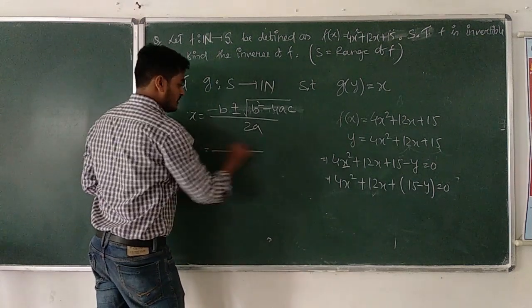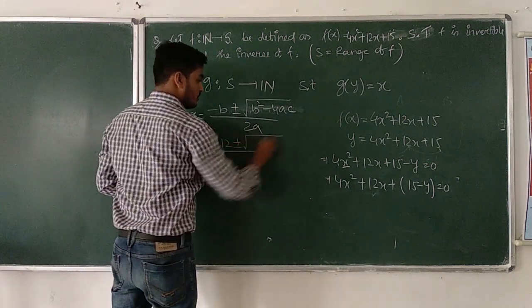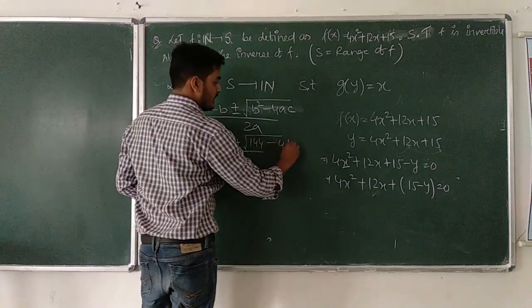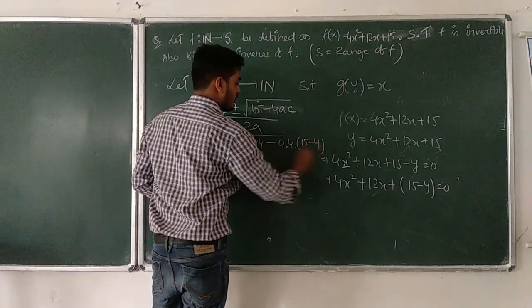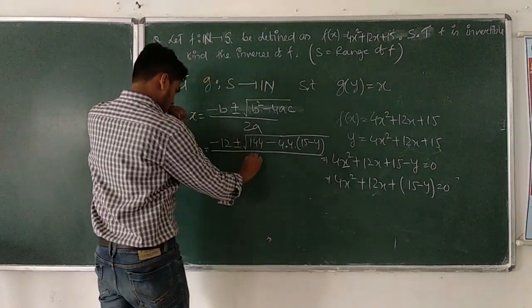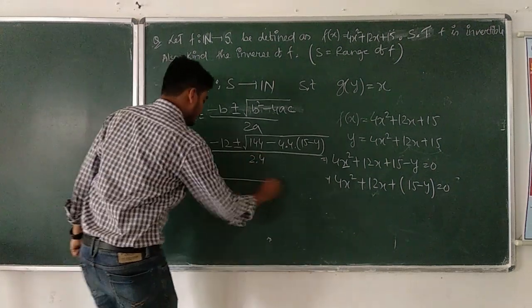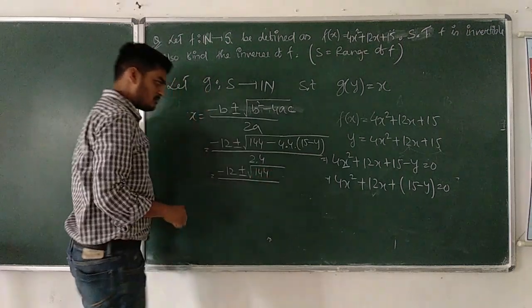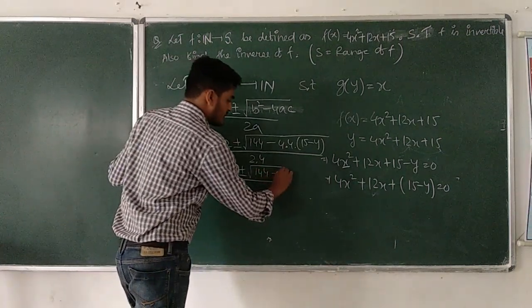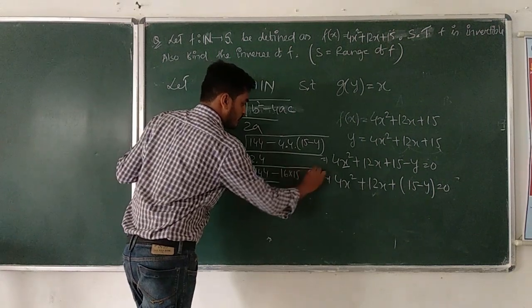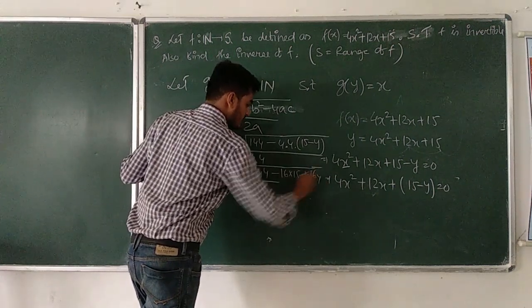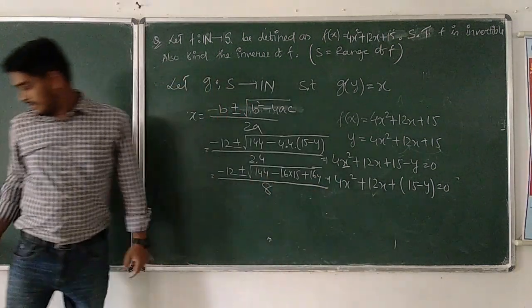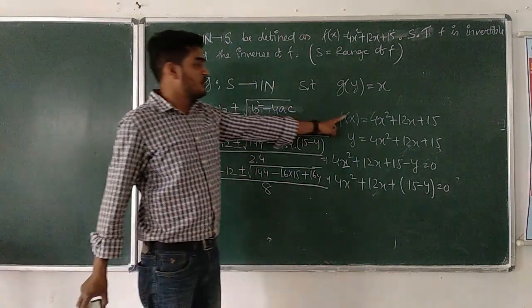So minus b means minus 12, plus minus square root of b squared, which is 144, minus 4ac, means 4 times 4 is 16 into 15 minus y, so minus 16 into 15 plus 16y. Is it clear? Divided by 8. So what are the steps? First of all, you have to consider f of x. Replace f of x by y.